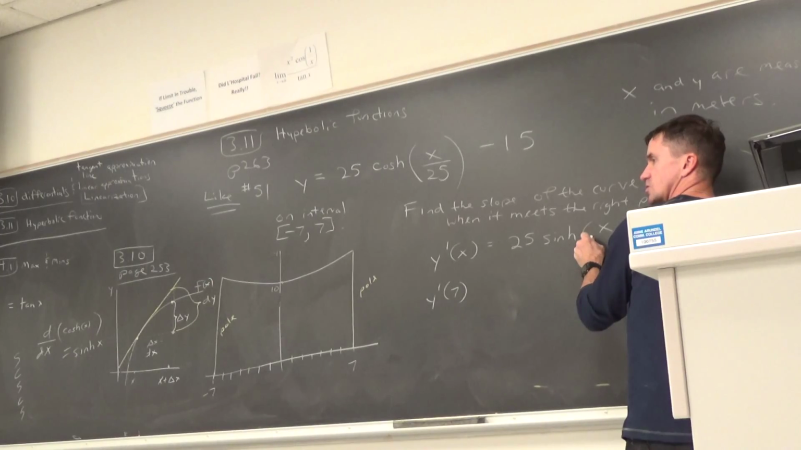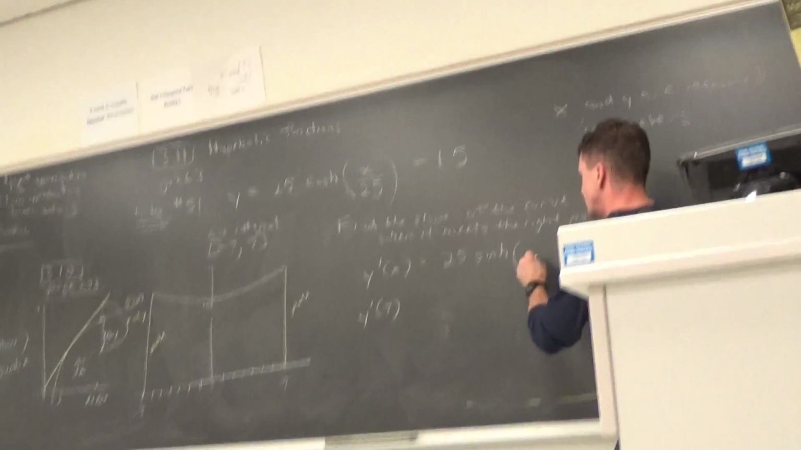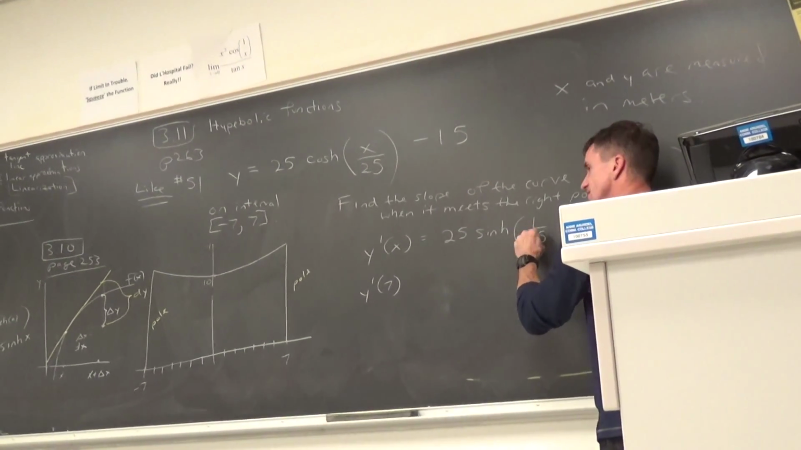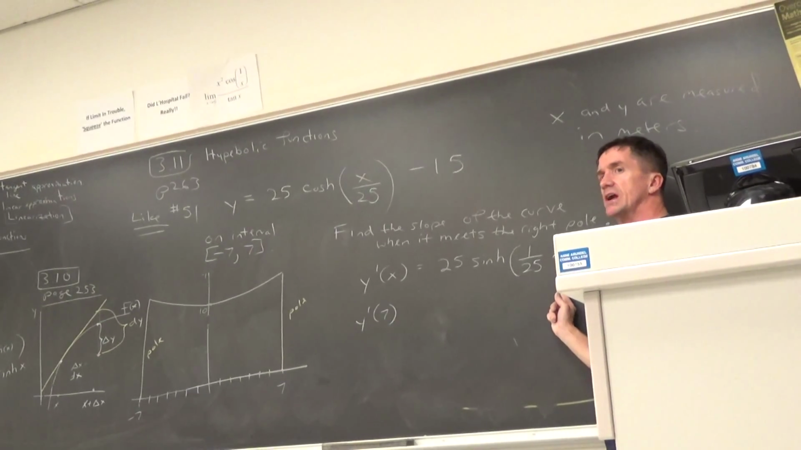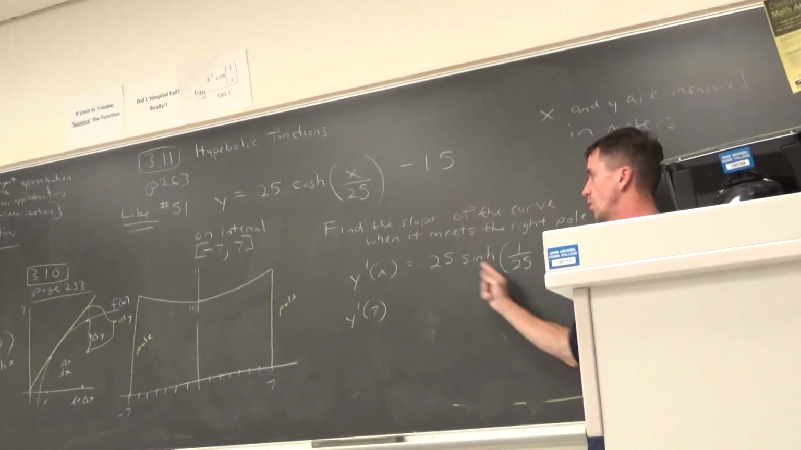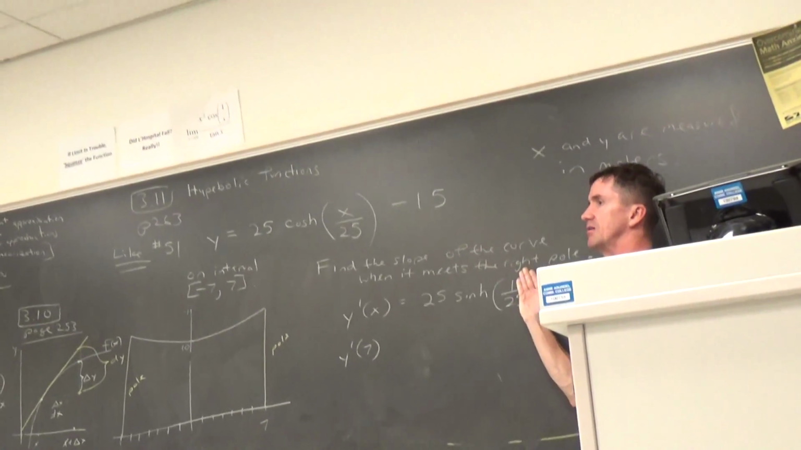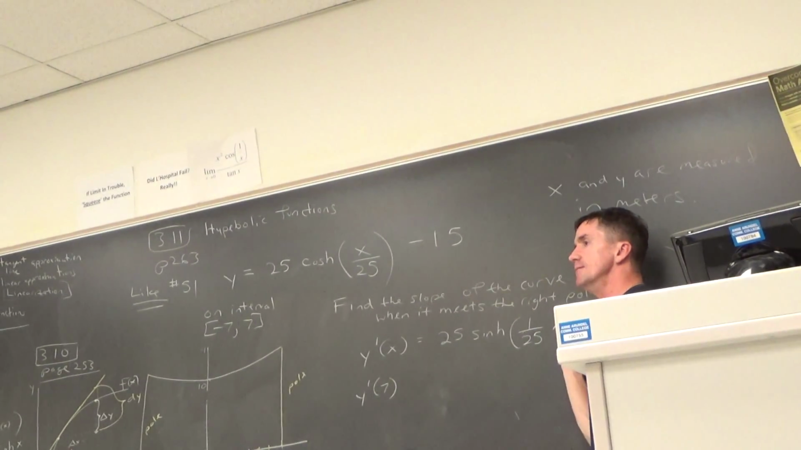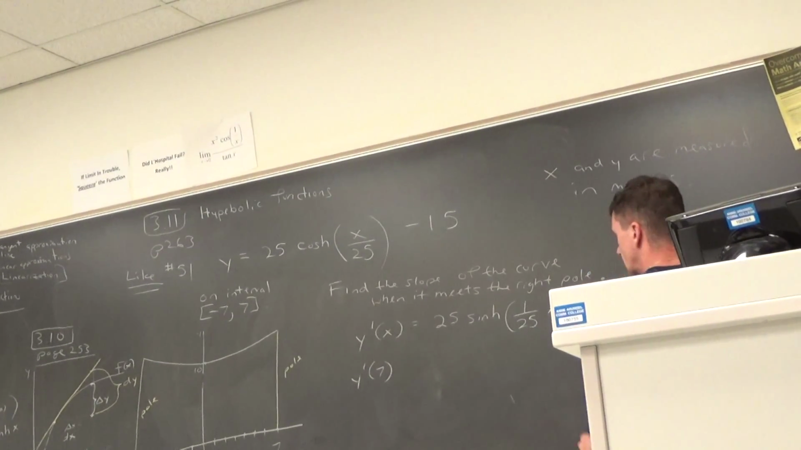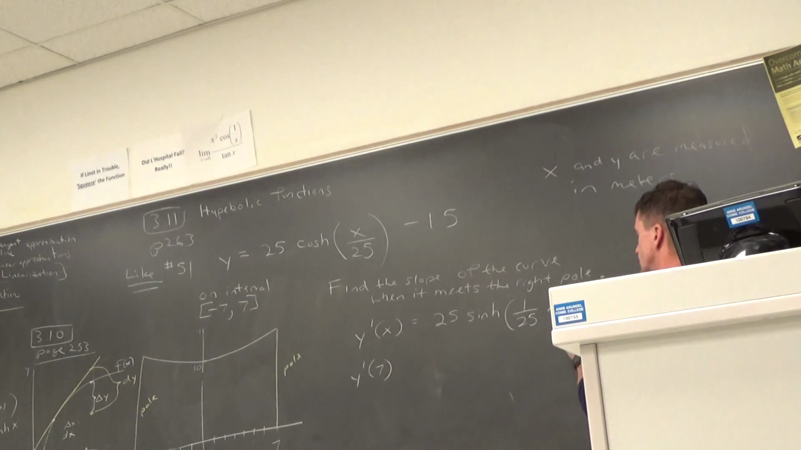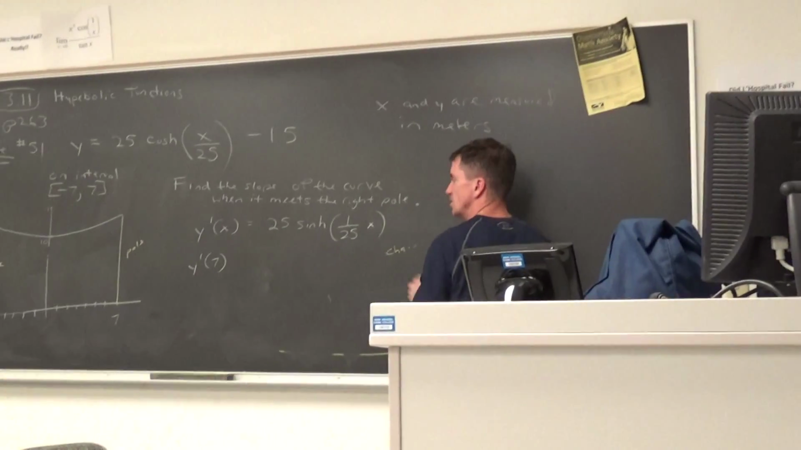x over 25. Maybe another way I'll write this, because it helps you see it. Isn't that just 1/25 of an x? Maybe I'll write it that way, because I have to do chain rule right now. 25 sinh, there's my g. And what do I always multiply with chain rule? g prime, right? And if that's g, what's g prime? What's the derivative of all that?